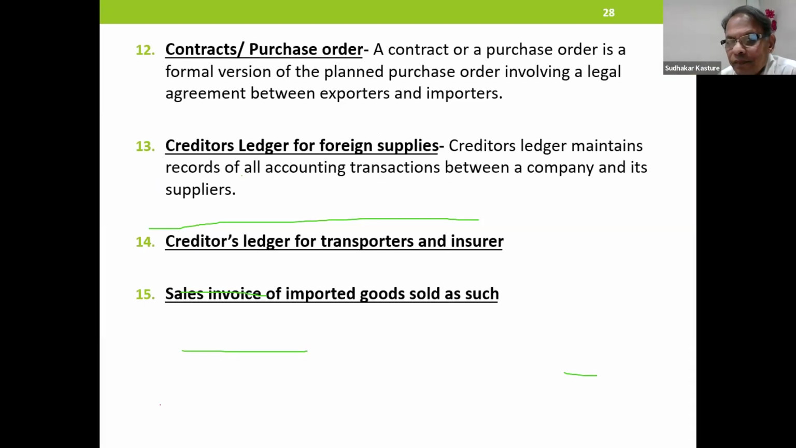Contract or purchase order. A contract or a purchase order is a formal version of the planned purchase involving a legal agreement between exporters and importers. How you are going to look at it? Creditors ledger for foreign supplies. Creditors ledger for transporters and insurer. Sales invoice of imported goods sold as such, where you are not consuming the goods, you have directly sold them. If you are a trader, then what are the invoices that you are making?